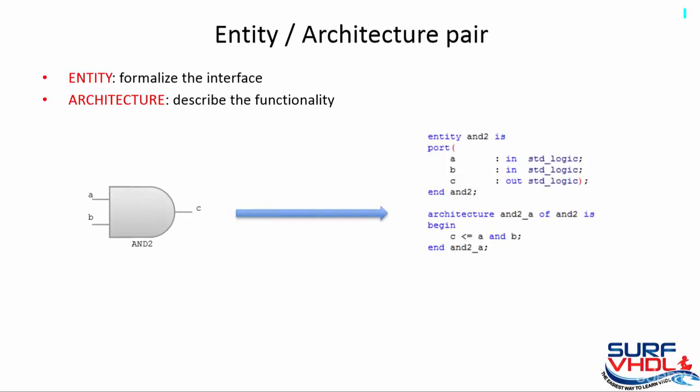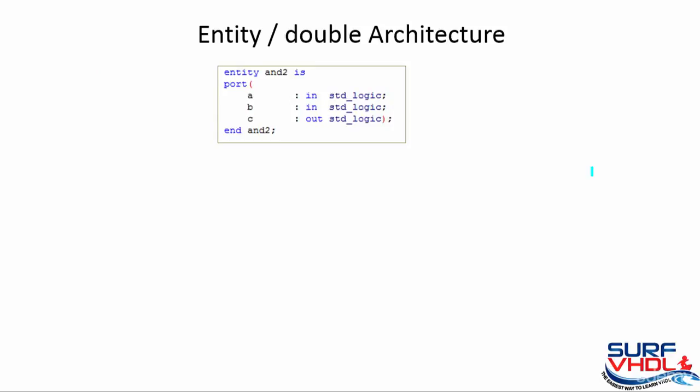For instance, the entity N2 is described by the architecture named N2_A. The entity N2 that represents this port is described by the architecture named N2_A. A single entity shall have at least one architecture. It is possible to have more than one architecture for the same entity.